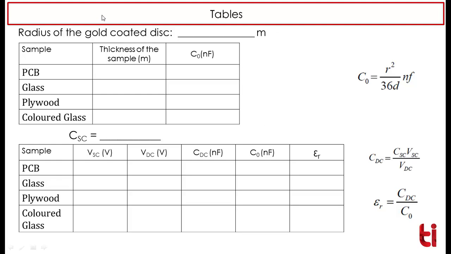We have the first table and the second table. The first table comes from the measurements using the vernier caliper, and the second table comes from the measurements using the dielectric cell. CSC is the capacitance of the standard capacitor that we have used in this system. These are the formulas which will be used to find the values of C naught, CDC, and hence the dielectric constant for all the four materials.